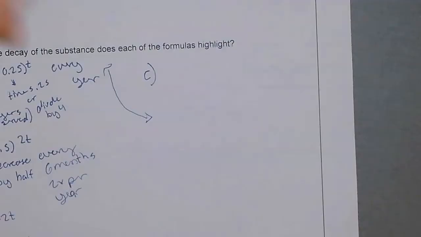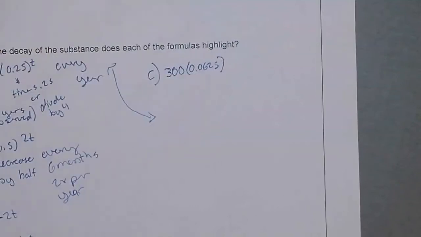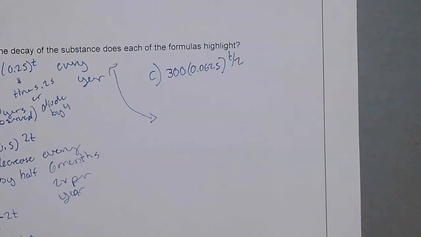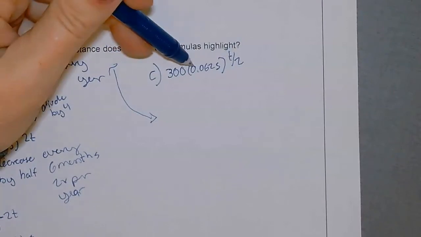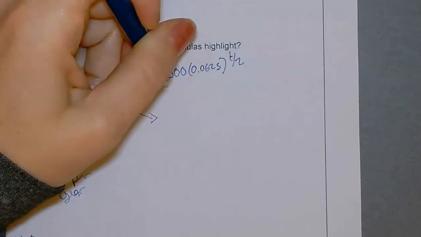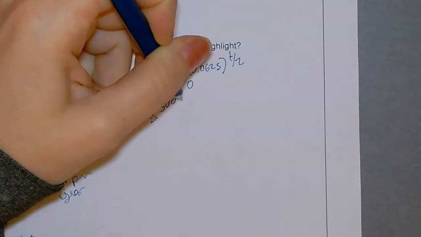C is 300 times 0.0625 to the t over 2 power. So if you remember when we did this one, we ended up square rooting because of the divide 2. But let's think of this in terms of the context. Again, this means that year 0 is 300 grams.